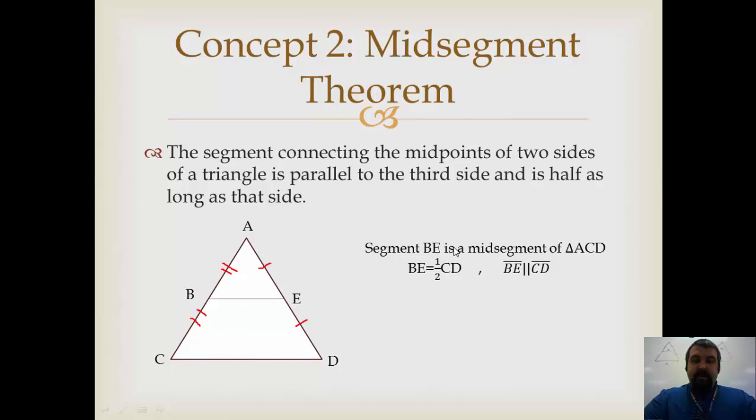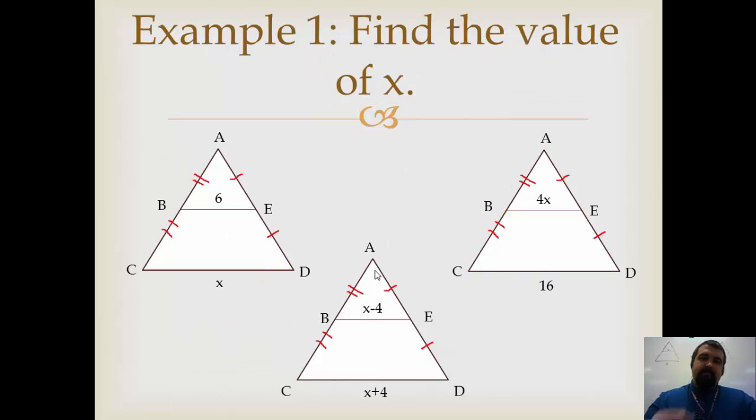This midsegment is half the length over here and it's always parallel. So if segment BE is a midsegment of triangle ACD, then segment BE is half the length of segment CD. So this is half the length of this over here. And it's also parallel. The first example that we'll be doing here is just a few straightforward ones. Find the value of x. So I'm given all these different triangles.